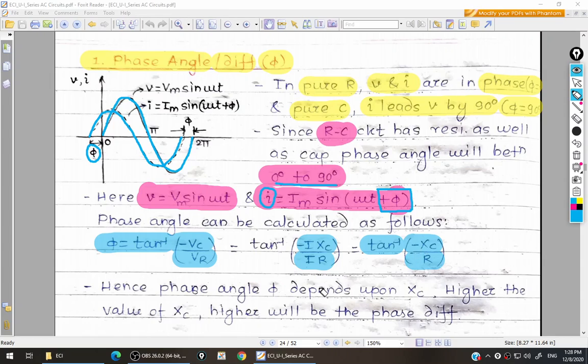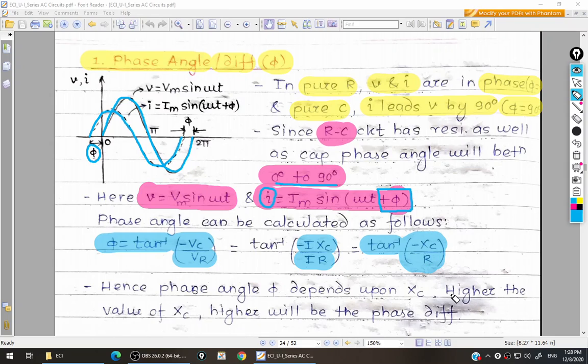Your phase difference will depend upon two factors. One is Xc and another is R. Xc again depends upon frequency and the value of capacitance. So if we change frequency, or the value of capacitance, or the value of resistance in this circuit, the value of phase difference will go on changing.